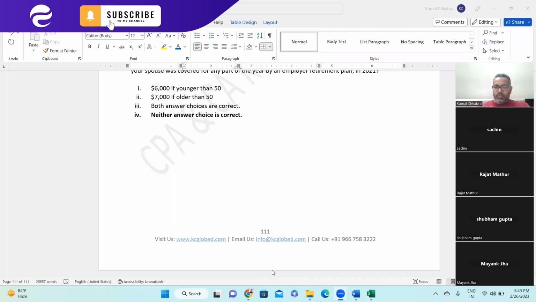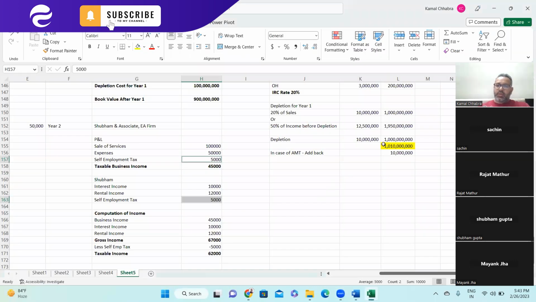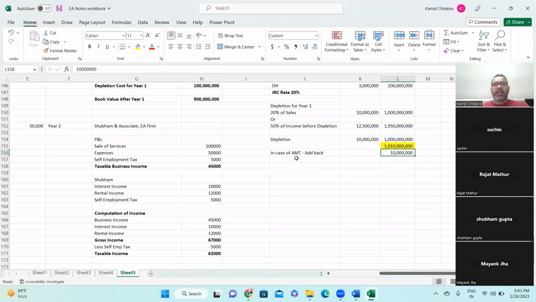So this add back will only be required when you are using alternative minimum tax. In the normal tax, if you are using normal tax, then no add back is required. But if you are using alternative minimum tax, then only this $10 million you need to add back into income and consider as income of the year.